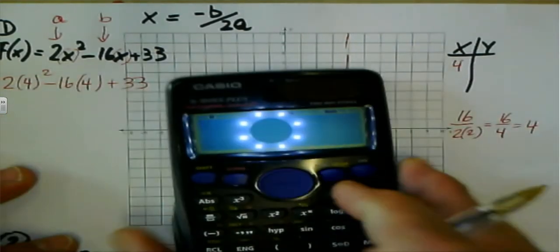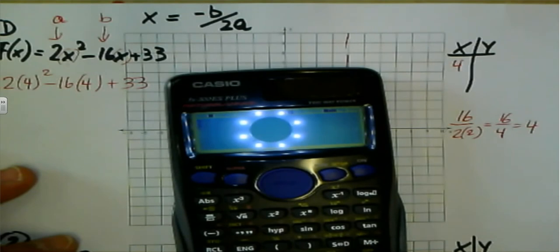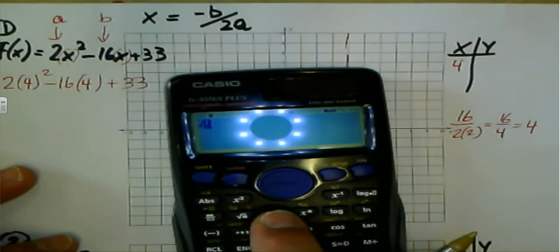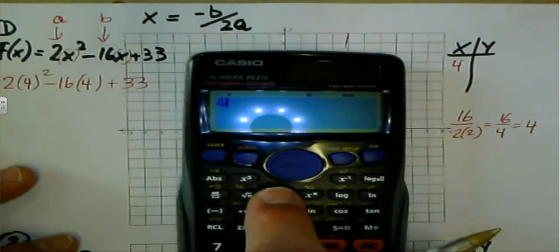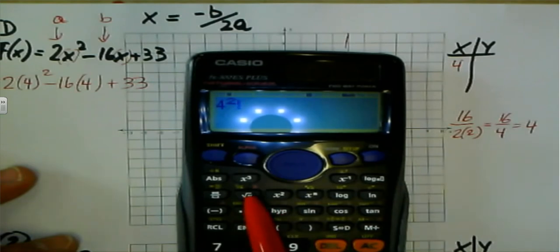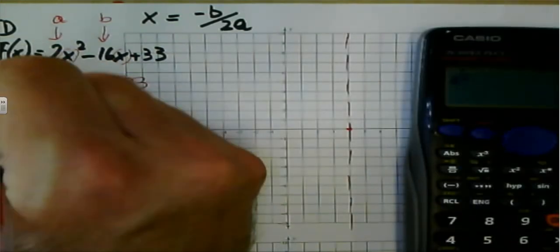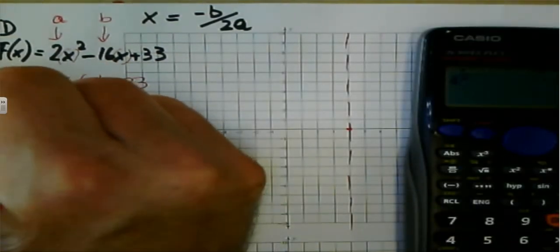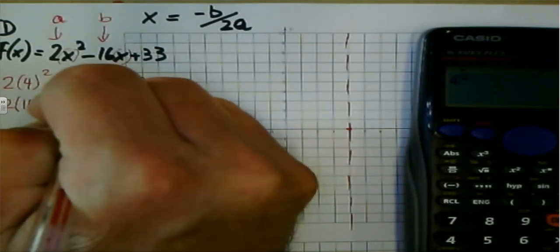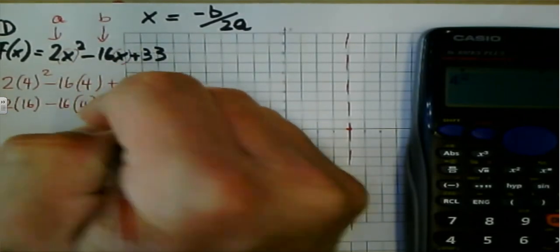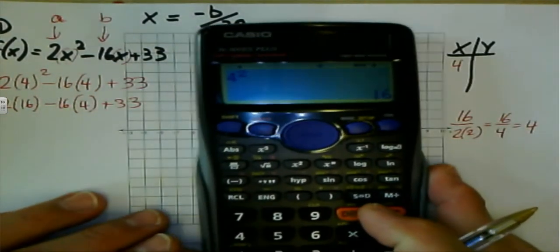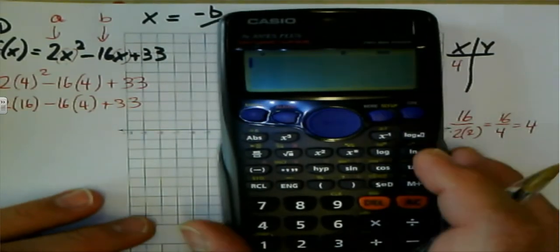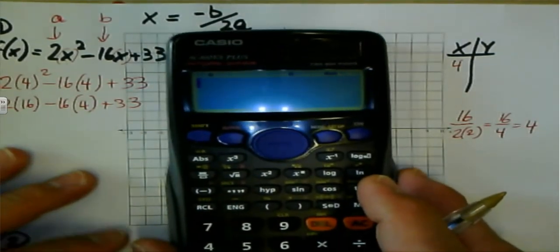4 squared, which is just 4, in your calculators, that squared button is right there. That one right there. That's the squared button. You just hit it, hit equals, and it's going to tell you 16. So 2 times 16 minus 16 times 4 plus 33. So what do we do with our calculator? Just enter that all in there. Start entering away.